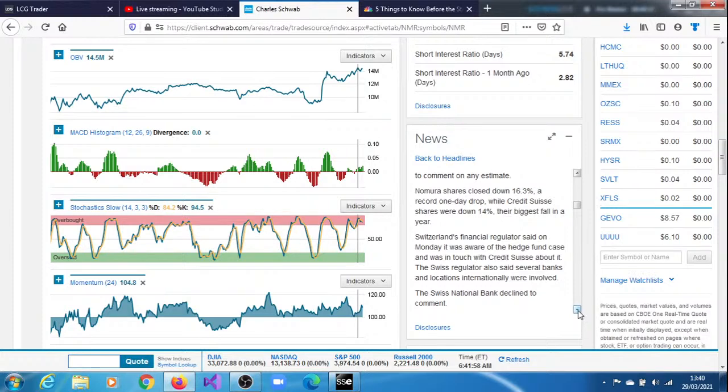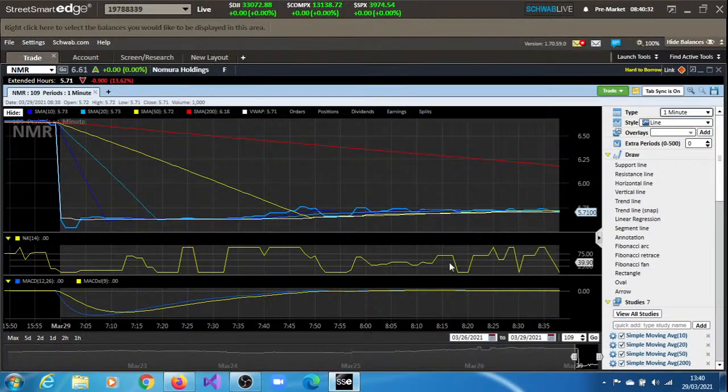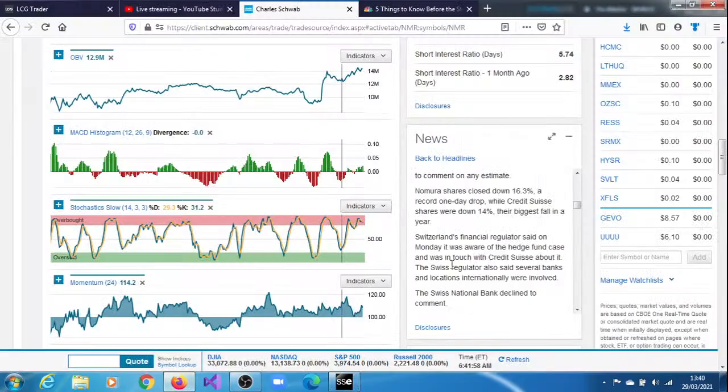Okay, see, that happened in the post-market of the 26th, so a record drop, and it has since sustained that loss. That's what we're looking at right now. Yes, that's why we're seeing this just sideways movement. You see, this is where it fell. This will be probably 16%. This is where it is right now, 13.62%. So it just carried over what happened in the post market of the 26th. So it says Credit Suisse shares were down 14%, their biggest fall in a year.